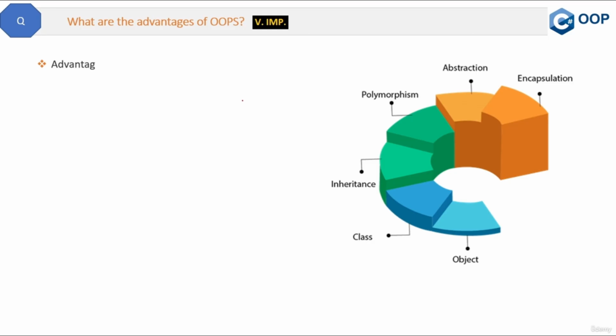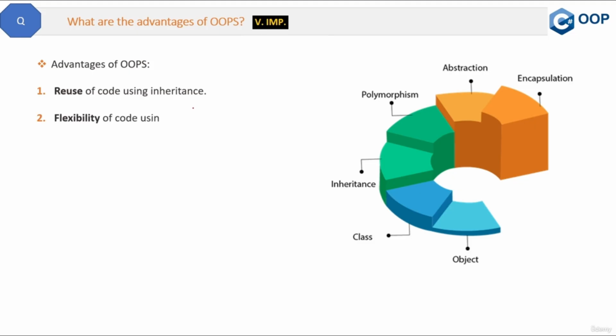Now let's quickly see what the advantages are. First is reuse of code through inheritance. For example, you can create one method in a base class and then use that method in multiple derived classes without even rewriting it. So this is reuse, right?